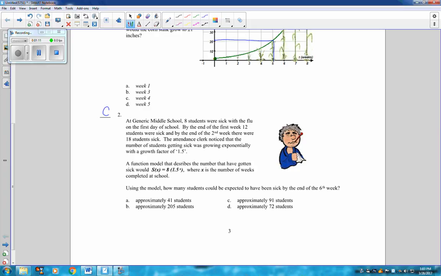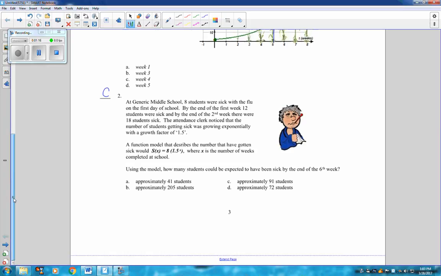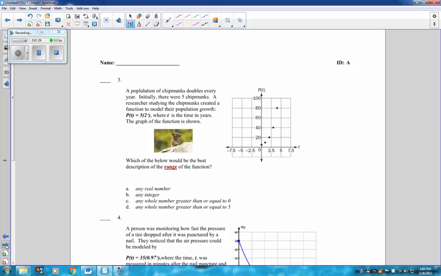Using the model, how many students would be expected to be sick at the end of the 6th week? So you just need to substitute a 6 in for your x. And when you do that, you're going to get approximately 91 students. Number 3, the answer is D.